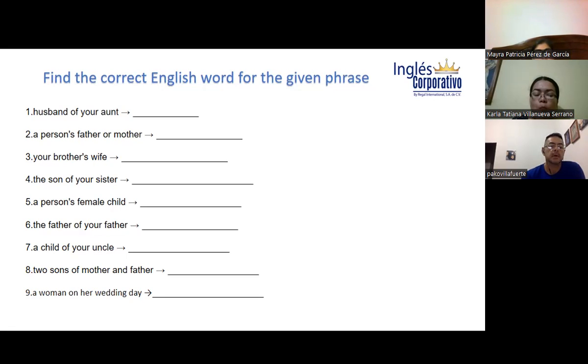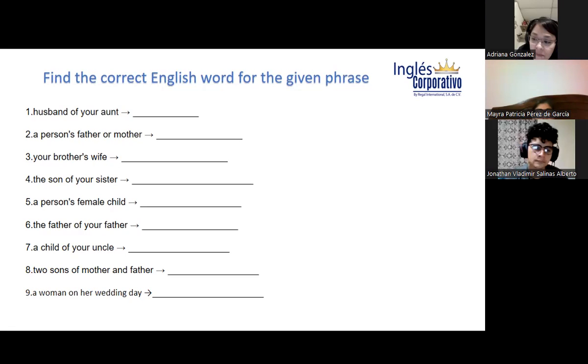Okay, and a child of your uncle. Cousin. Exactly, it's the cousin. The child of your uncle is your cousin. And two sons of mother and father are brothers. Yes, brothers. Number eight. Actually, it's this one. A woman on her wedding day. Bride. Exactly.